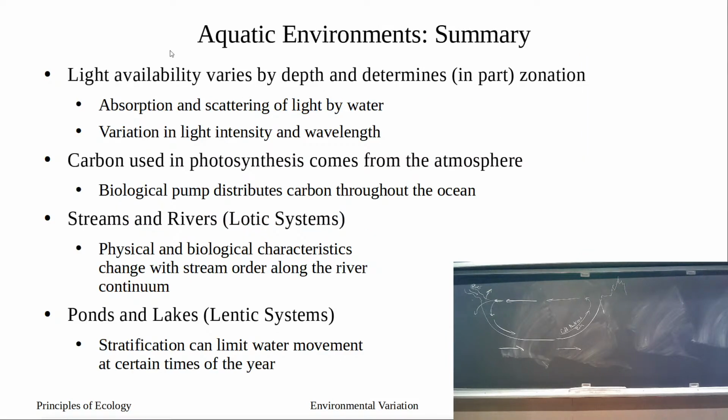All right, aquatic environments. Light availability varies by depth. That's the number one most important thing in water. That availability is the light intensity and our wavelengths. That's what changes. It's the light availability that, at least in part, determines our zonation: photic zone versus aphotic zone. What causes this decrease in availability and wavelengths? It's the absorption and the scattering of light by the water molecules and by anything else that's in that water.